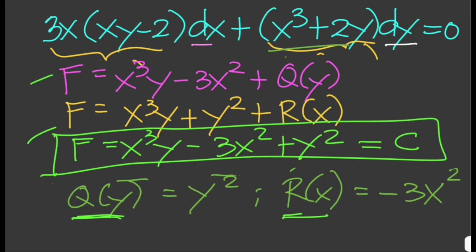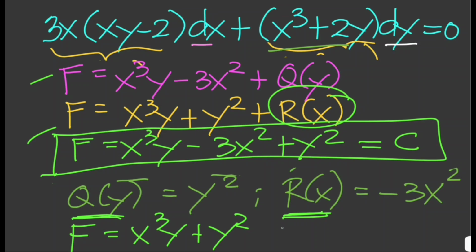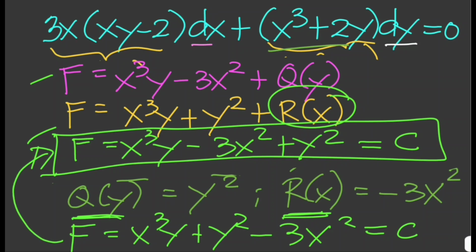Or if you're going to plug in r of x to the second f that we solved, this would become f equals x cubed y plus y squared minus 3x squared equals c. So basically they are just equivalent, and this is our final answer.